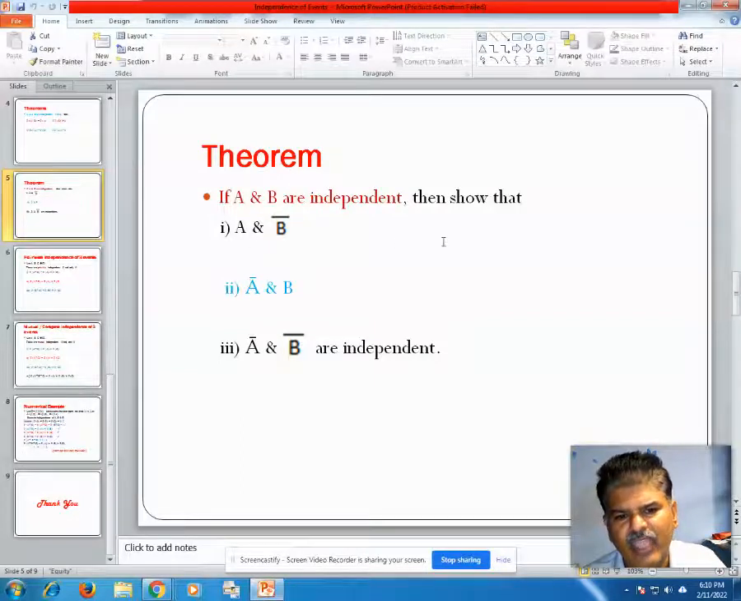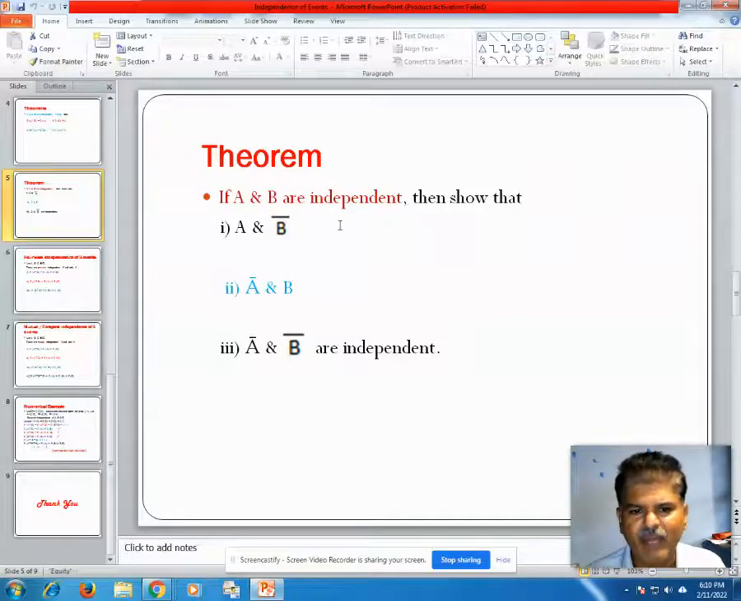equal to P of A into P of B complement. And we know that P of B complement is 1 minus P of B. So accordingly, we can prove that P of A intersection B complement equals P of A into P of B complement. On the same line, P of A complement is 1 minus P of A. Therefore, P of A complement intersection B equals P of A complement into P of B. And accordingly, P of A complement intersection B complement equals P of A complement into P of B complement.